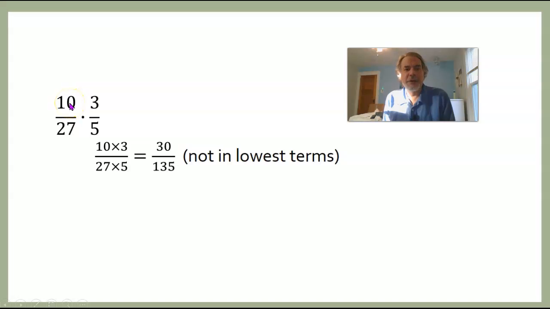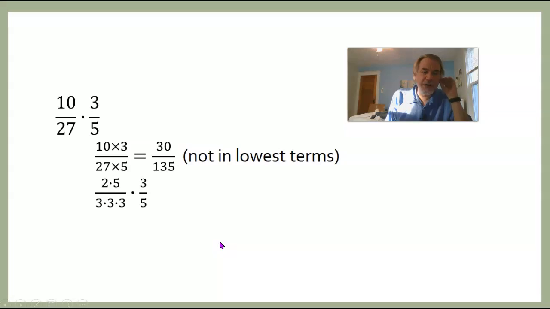So 10 here, that's 2 times 5. 27 here, that would be 3 times 9, and then that 9 would be 3 times 3. So altogether, that's 3 times 3 times 3. So with everything broken apart into factors, we're looking at 2 times 5 over 3 times 3 times 3 times 3 over 5. So on top, we got a 2 and a 3 and a 5, all multiplied together. On the bottom, we got a 3 and a 3 and a 3 and a 5, all multiplied together.